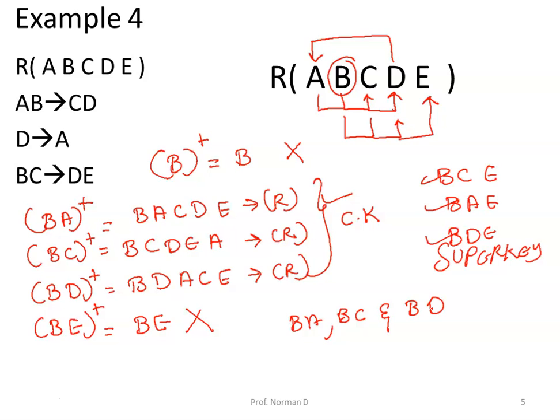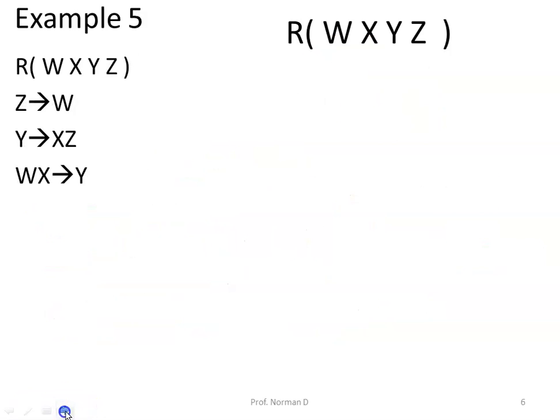Now we move on to a special problem and try to find out what the candidate keys are over here. So if we have a relation R with the attributes W, X, Y, Z and FDs Z gives W, Y determines X, Z, WX determines Y. So the first step, we design the edge diagram. So Z gives W, Y gives X and Z, and WX gives Y.